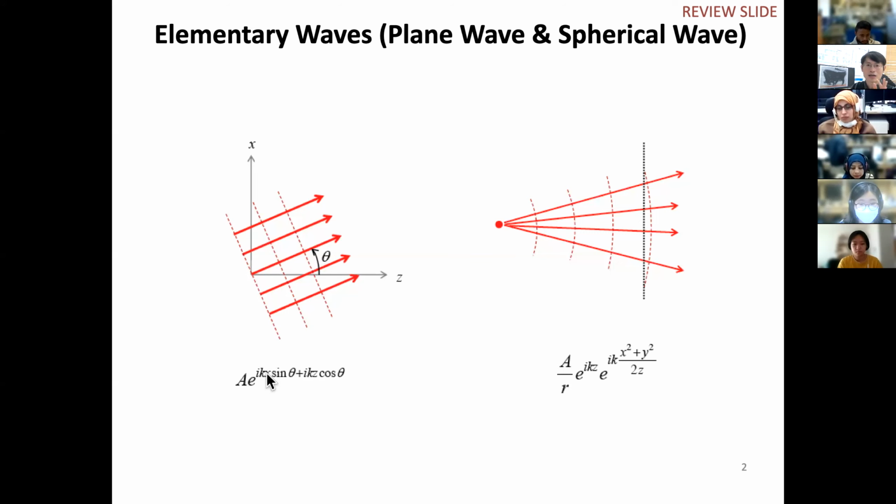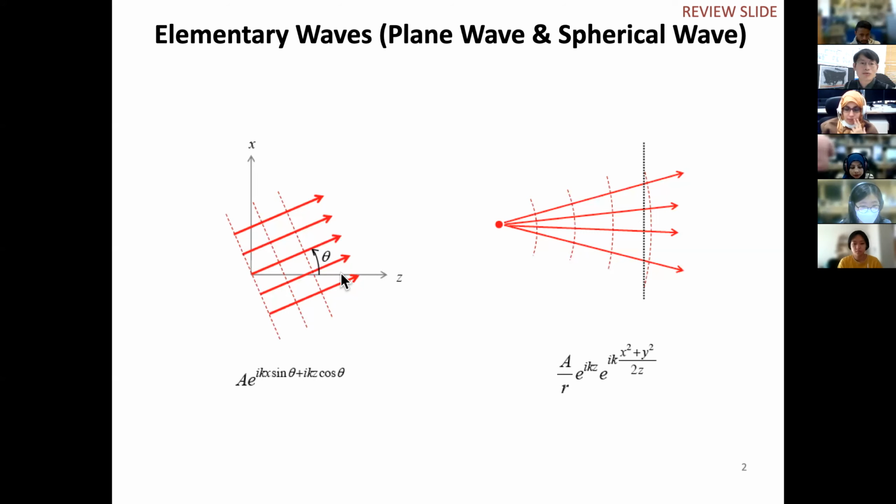So k dot product with the r vector, you can actually see as k_x sine theta. In this case, the k vector's x projection is k times sine theta. So that's k sub x, the x directional projection of k, times x. Likewise, k_z equals k cosine theta, which is the projection component onto the z-axis.